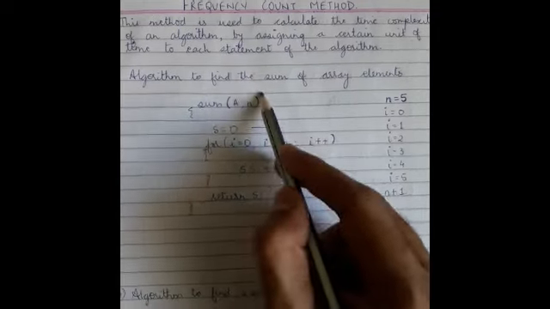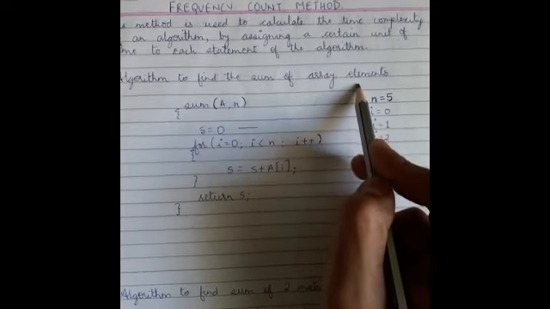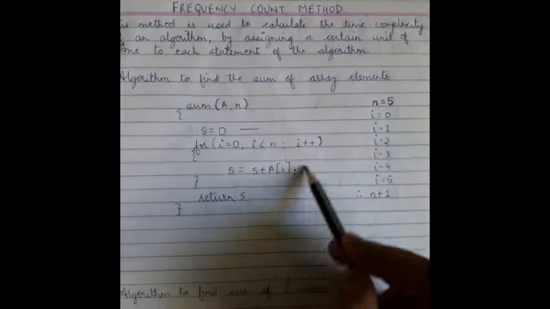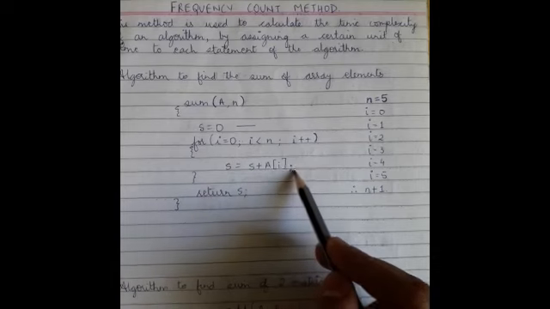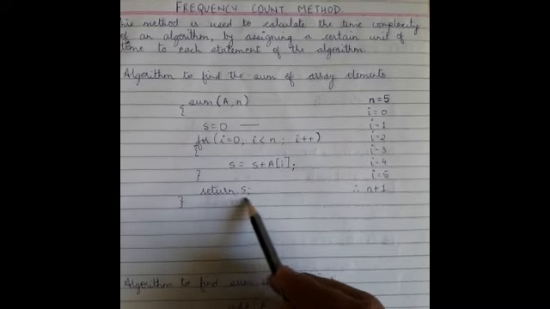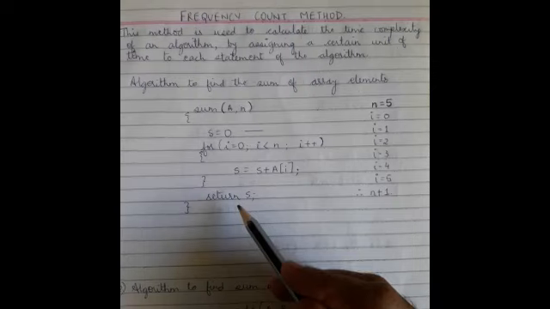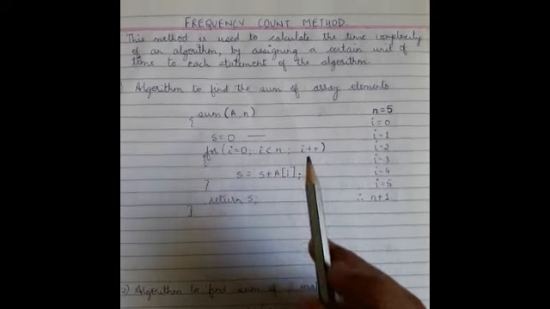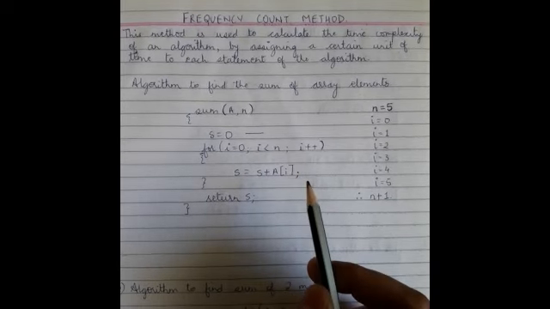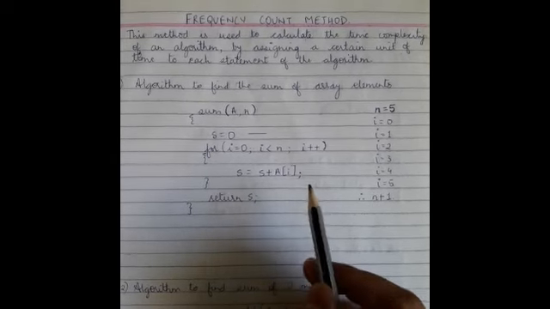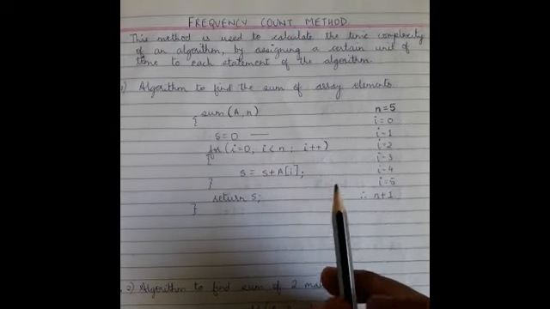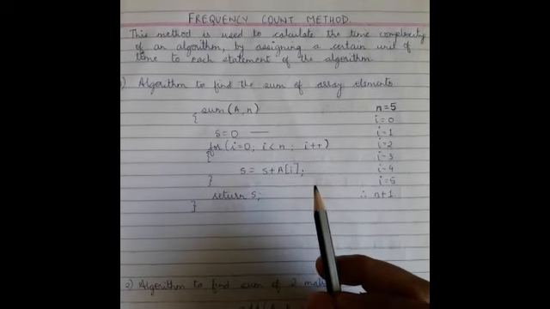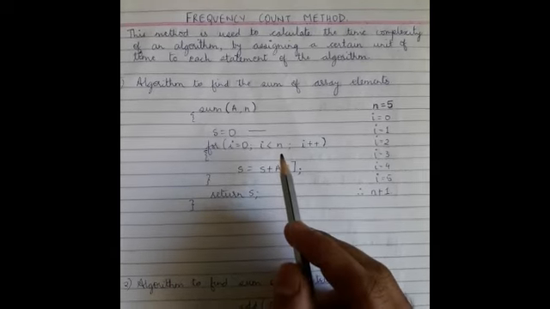I have an algorithm here. This algorithm finds the sum of array elements. So this is a for loop, and this statement is calculating the sum of all the array elements and it is returning the sum. So let's find out how to use the frequency count method. As the definition says, we have to assign a certain unit of time to each statement of the algorithm. And again, let me remind you that this method is only going to give us an approximate or an estimate of the time complexity of any algorithm.